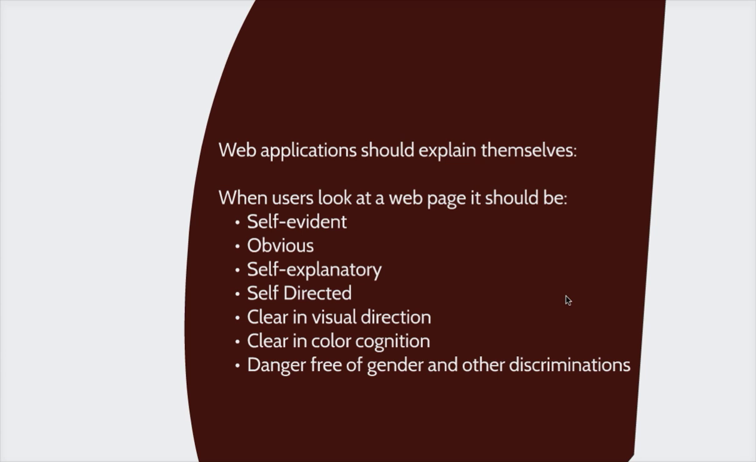When users are looking at a web page, it should be self-evident what they're going for or where they should be directed to. Obvious in the flow and motion. You can see mine is kind of down and out. Why I left this longer line is so it leads you out and makes you want to hit the button to turn. It should be self-explanatory and self-directed. The visual direction should have a flow.